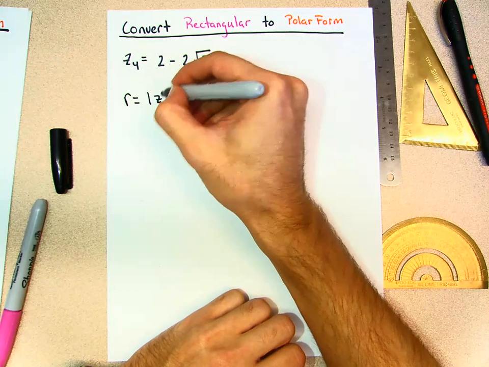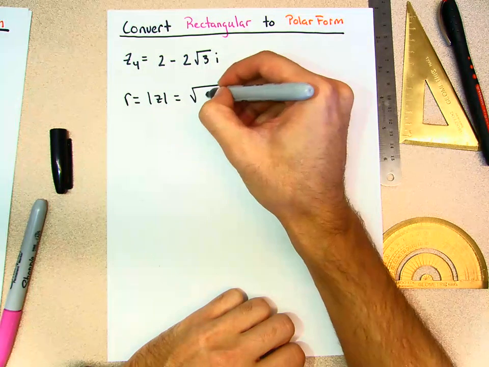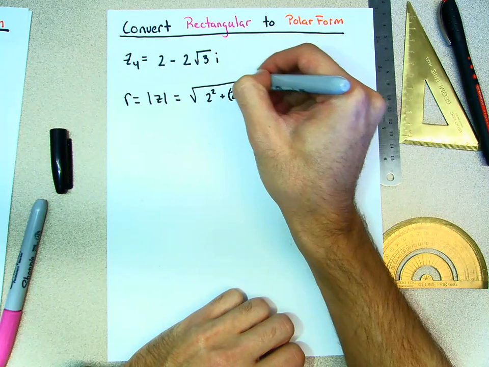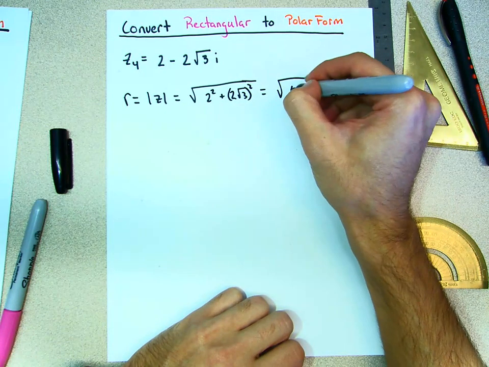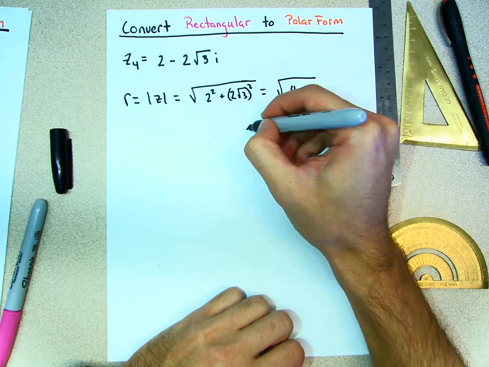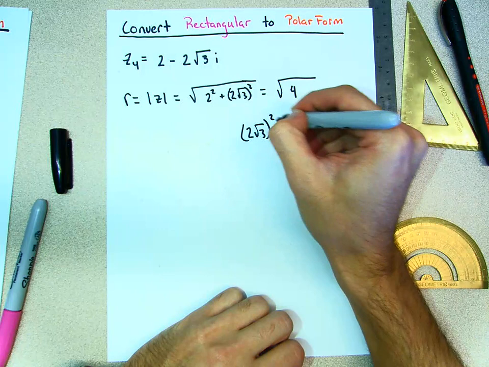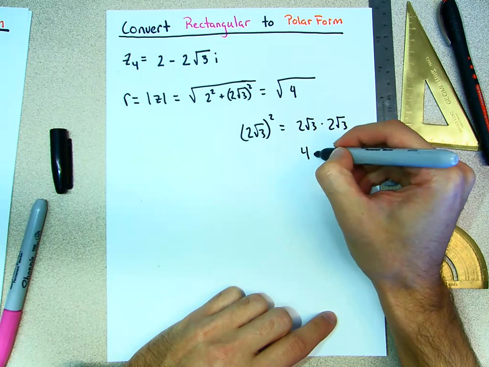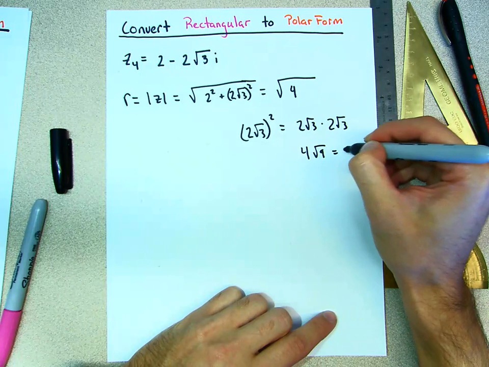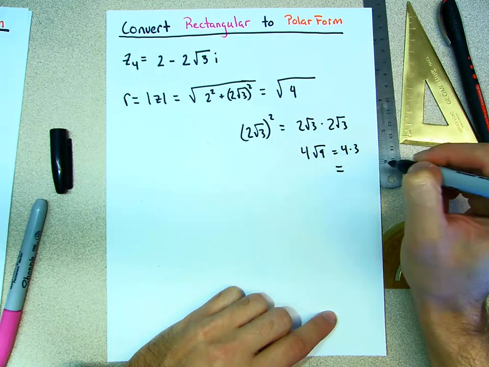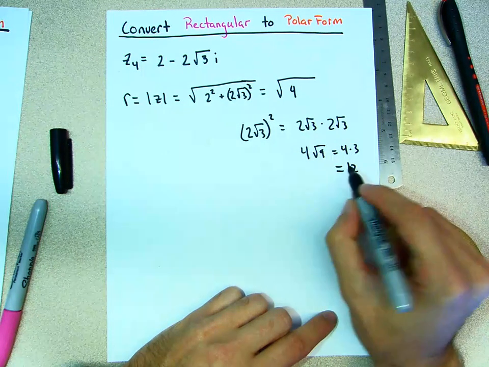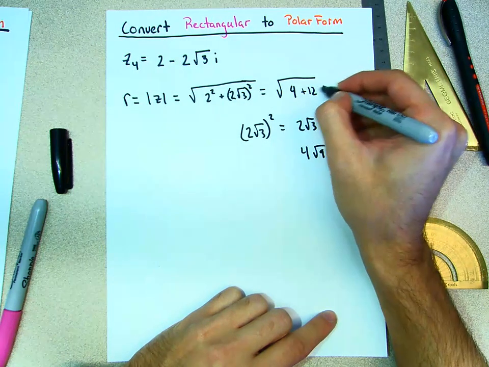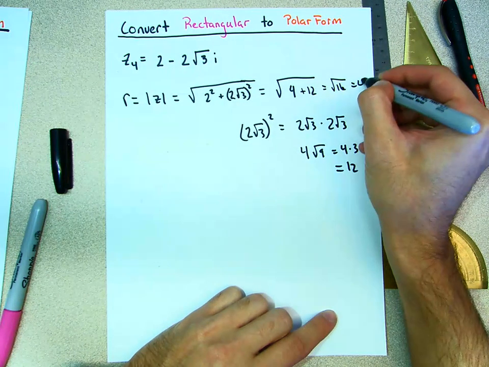Well, r is equal to the modulus of z, which is equal to the square root of 2 squared plus 2 root 3 squared. But then that's equal to square root of 4 plus... And what is 2 root 3 squared? That is equal to 2 root 3 times 2 root 3, which is equal to 4 root 9, which is equal to 4 times 3, which is equal to 12. So this 2 root 3 squared is just 12. So this is 4 plus 12, square root of 16, which is just 4.